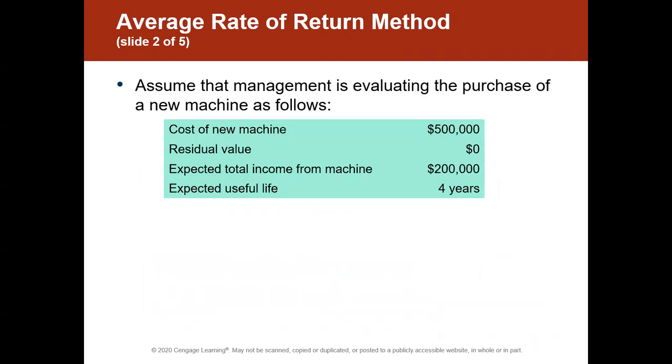So let's look at an example. We're evaluating the purchase of a new machine as follows. The cost of the machine, 500 grand, has a 0 residual value, but that just means we think we're going to totally use it up before we dispose of it. The expected total income from the machine is $200,000, and that should be, is that total income, or I think that must be total income. That's got to be per year. Come on, textbook publishers. Well, let's take a look at how they work it out. And the expected useful life is 4 years.